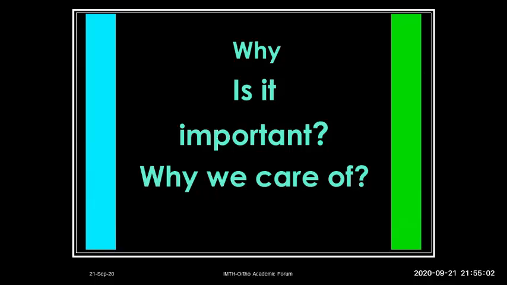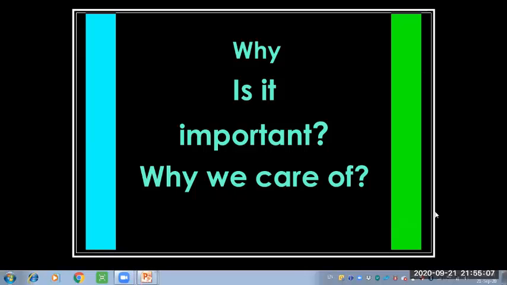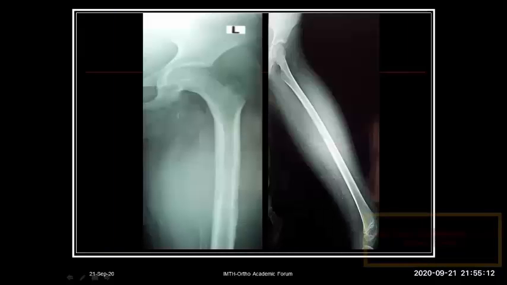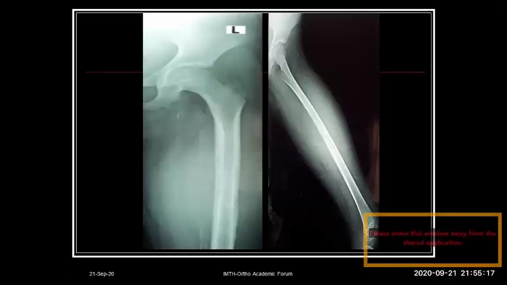Okay, so why is it important? Why do we care about taking that biopsy? Look at this 11-year-old girl. She presented with painful swelling, and unfortunately, somewhere out of Khartoum, she was receiving a treatment of multiple drilling.